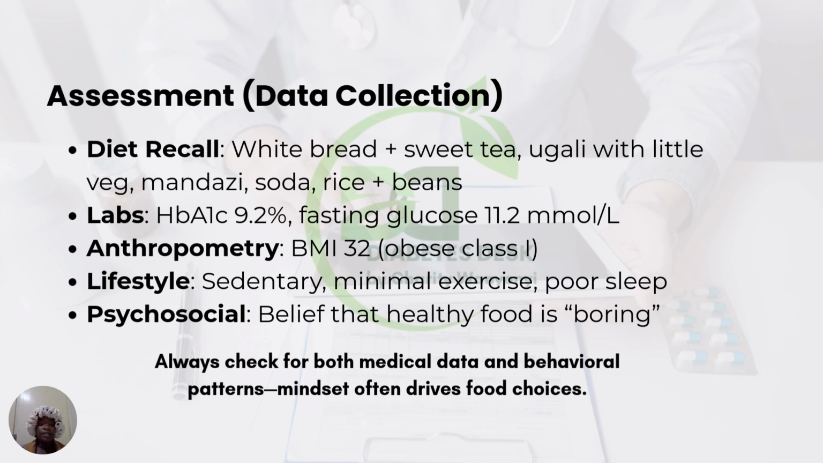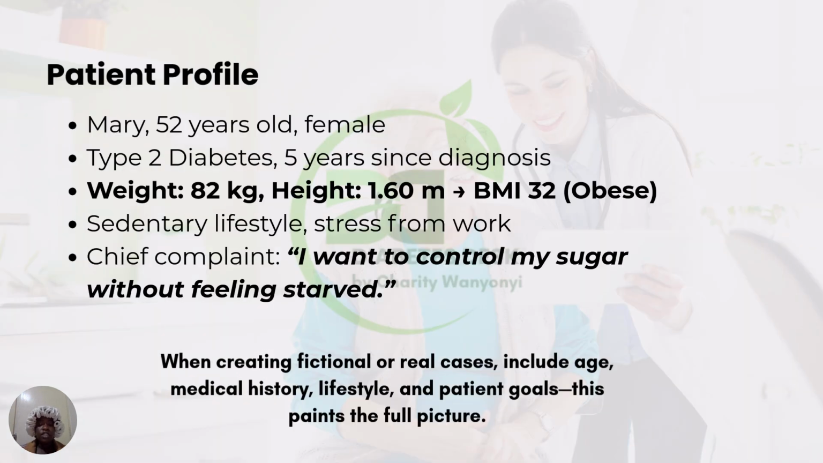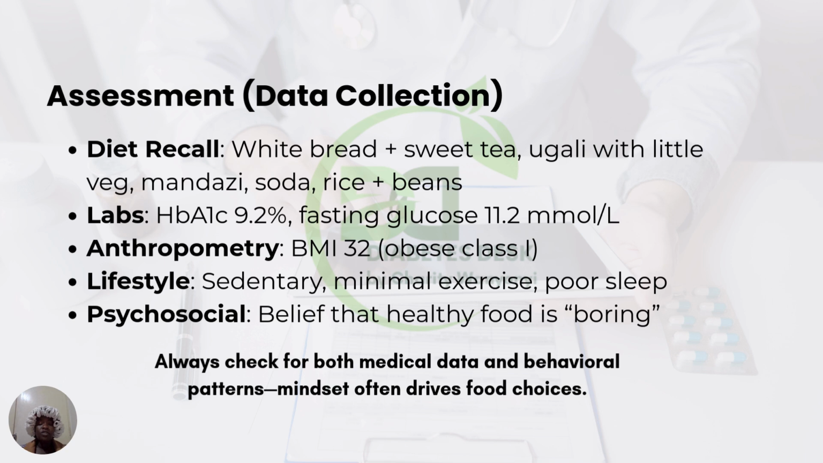In our lifestyle assessment, the A, B, C, D, E, F. She lives a sedentary lifestyle, minimal exercise on her end, poor sleep because of stress. And then when she gave you the chief complaints, she said, I want to control my sugars without feeling starved. That should tell you something about her psychosocial. She has a belief that healthy food is boring. That is my own recollection from what her complaint is.